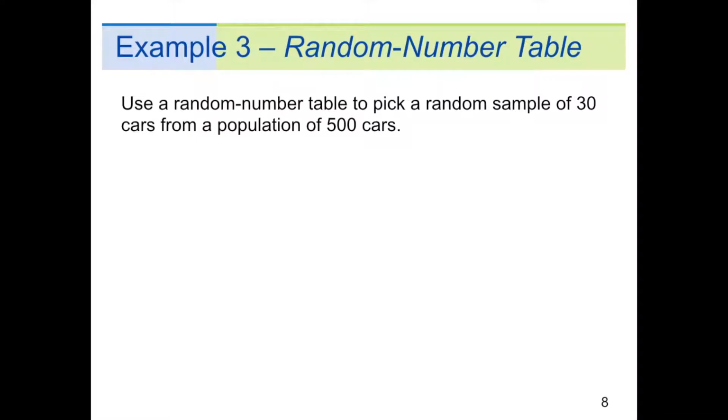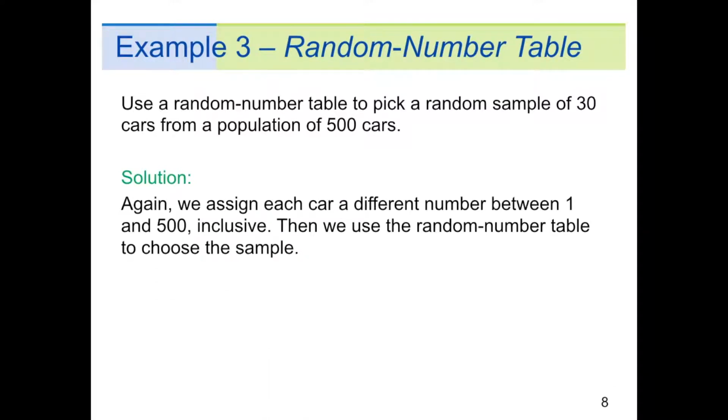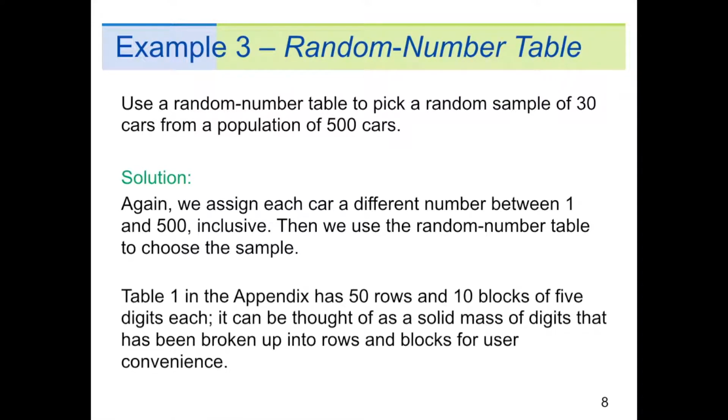All right, here's an example. Using a random number table. You have random number tables in the appendix of your book that you'll be using. So in this example, use a random number table to pick a random sample of 30 cars from a population of 500 cars. So to do this, first we assign each car a different number between 1 and 500, including 1 and 500. Then we use a random number table to choose the sample.